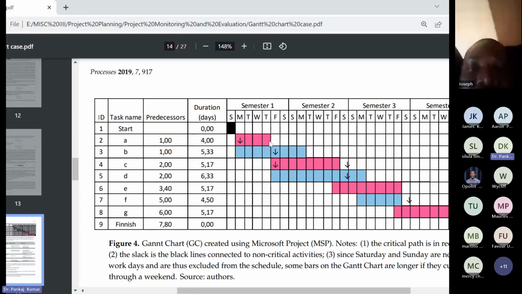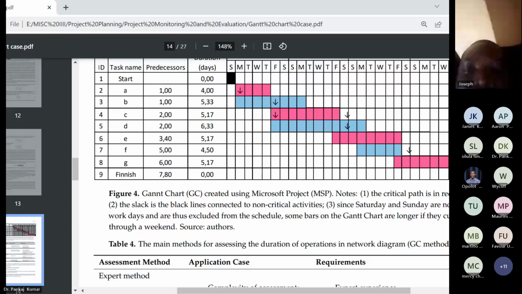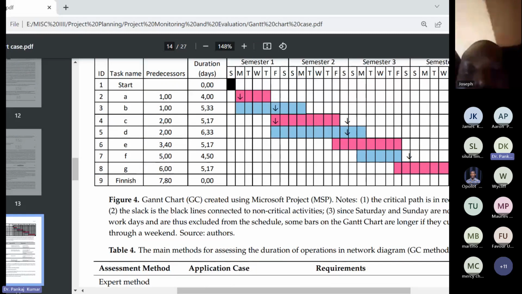Meanwhile, when A stopped, C and D started in parallel. When C was about to stop, E started. In this way, we can see that any task starting at whatever time, all are interrelated, so we can easily know about the critical path by mapping it with the help of the Gantt chart.